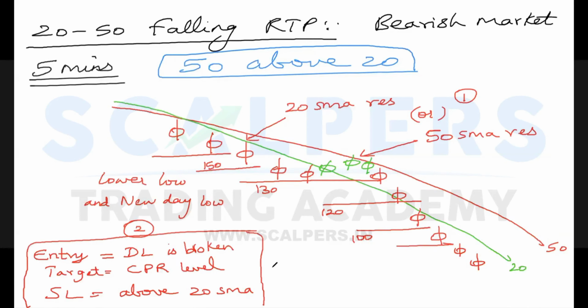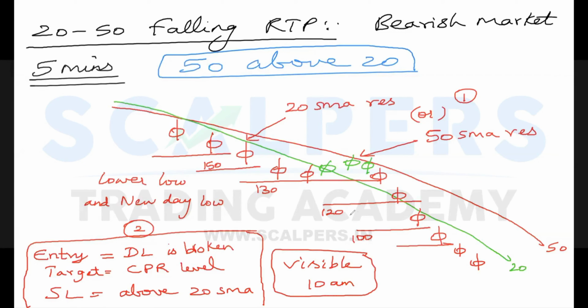Same points are applicable here. The falling RTP will be visible from 10 AM or even before. Before 10 AM itself, the RTP will be forming. And the RTP will be there the whole day.